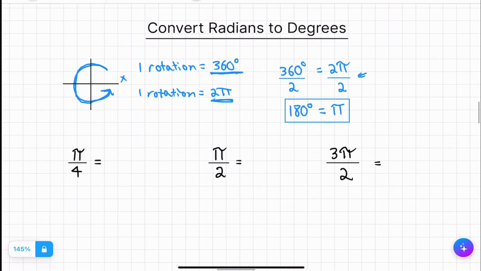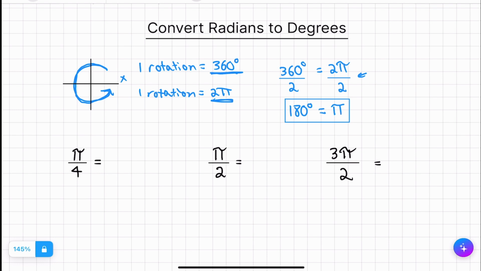So now that you know what radians are, it's important to be able to convert between them and degrees. You may be faced with a problem where you're asked to convert to one or the other, or you may be able to better understand a problem by converting. So let's do that now.